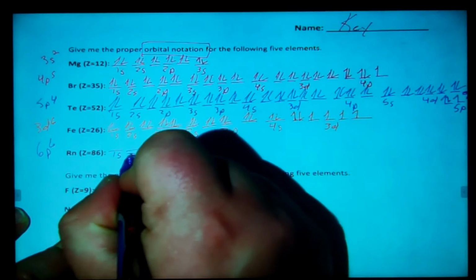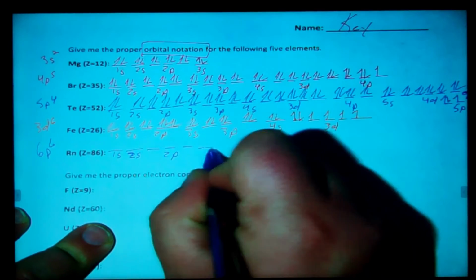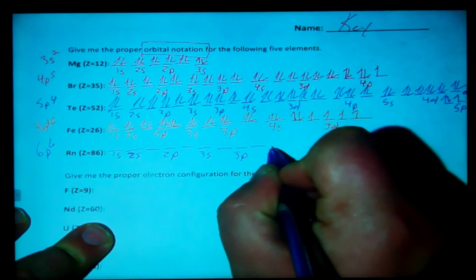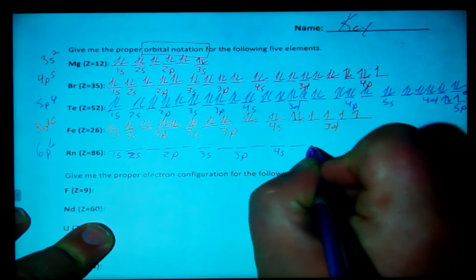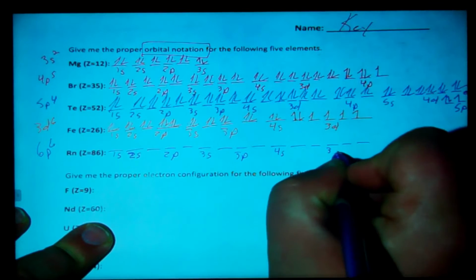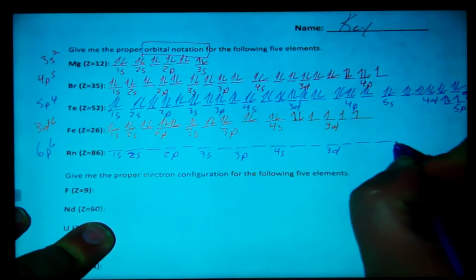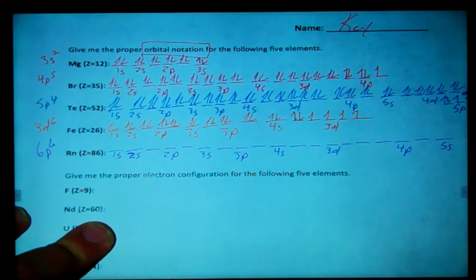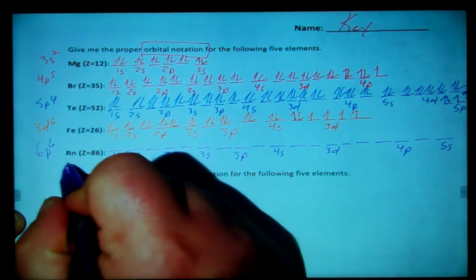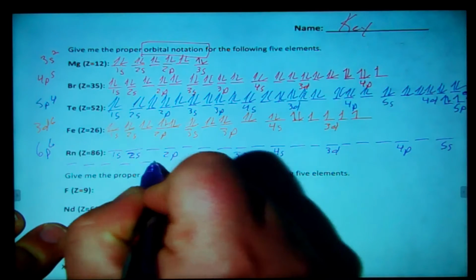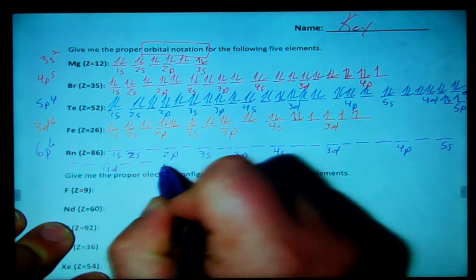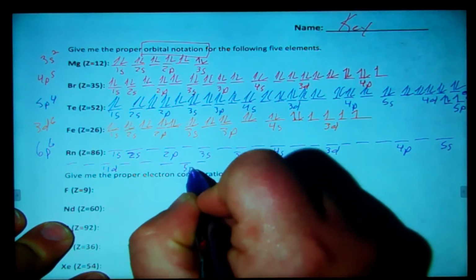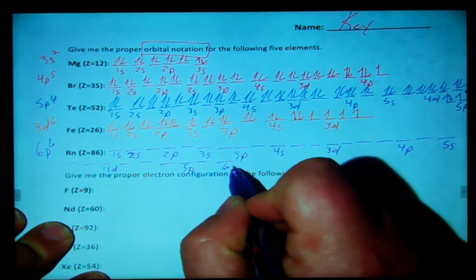So 1s, 2s, 2p, 3s, 3p, 4s, 3d, 4p, 5s, 4d, 5p, 6s.